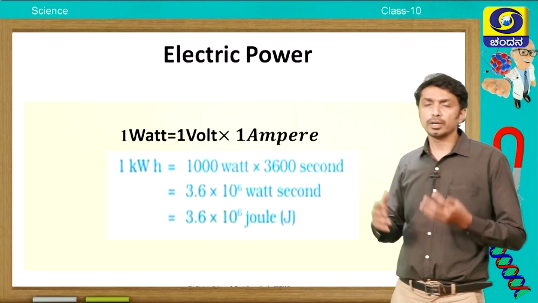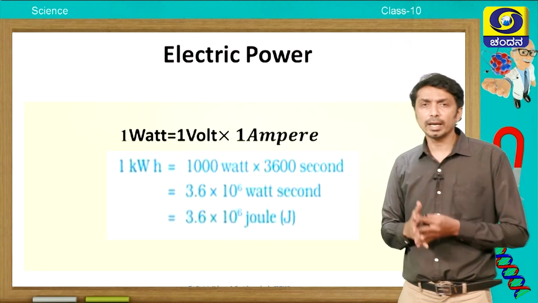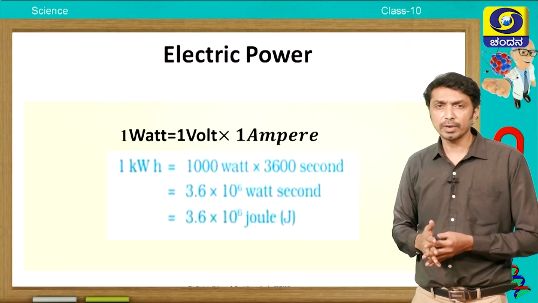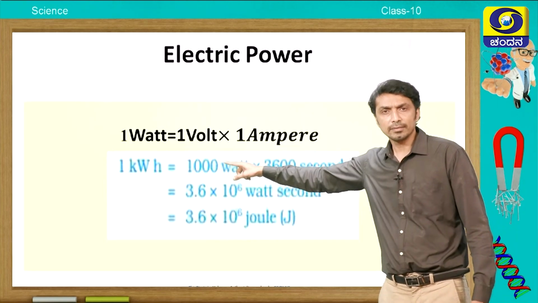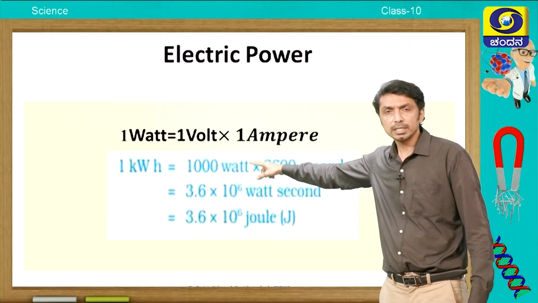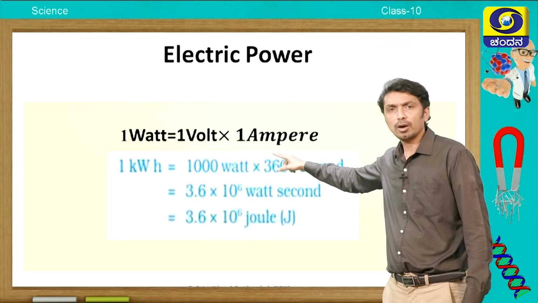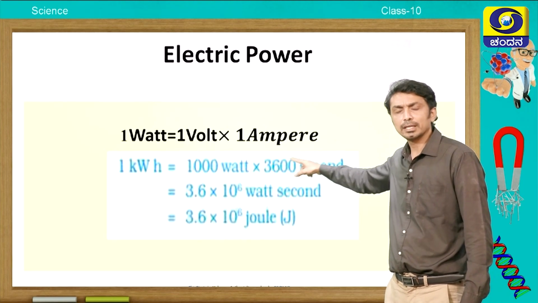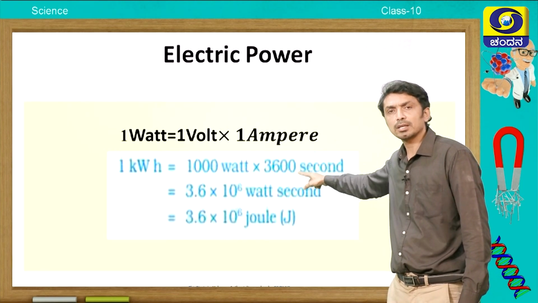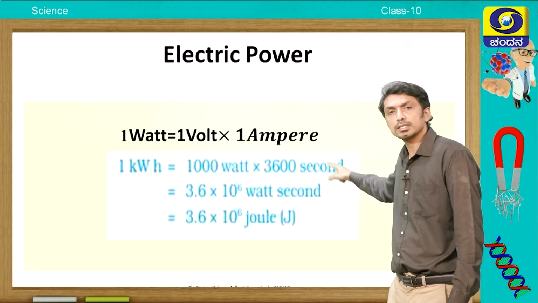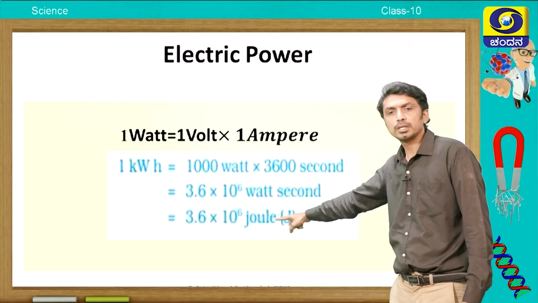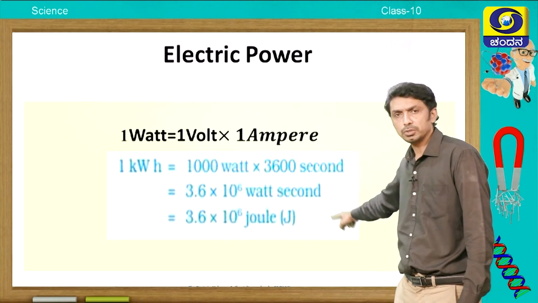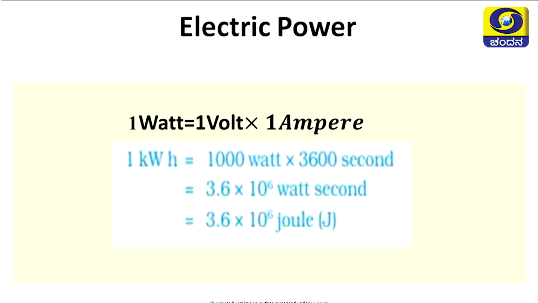Now, if you use 1 kilowatt of electrical power for 1 hour, that is what we call 1 kilowatt hour. That means 1000 joules of electrical energy each second for 1 hour. 1 hour means 3600 seconds, 60 seconds for 60 minutes. So, we get the value 3.6 into 10 to the power of 6 joules. So, this is the value of 1 kilowatt hour.